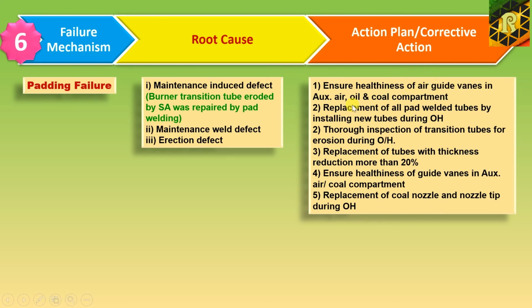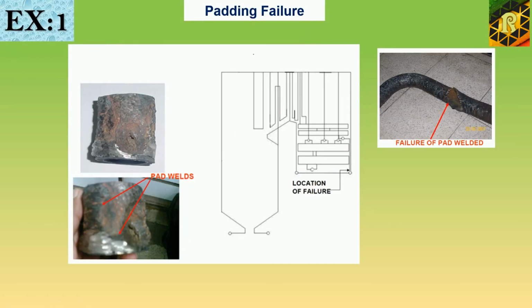ensure healthiness of air guide vents in auxiliary air, oil and coal compartment, replacement of all pad welded tubes by installing new tubes during overhauling, thorough inspection of transition tubes for erosion during overhauling, replacement of tubes with thickness reduction of more than 20%, ensure healthiness of guide vents in auxiliary air or coal compartment, replacement of coal nozzle and nozzle tip during overhauling. This is one example of padding failure.